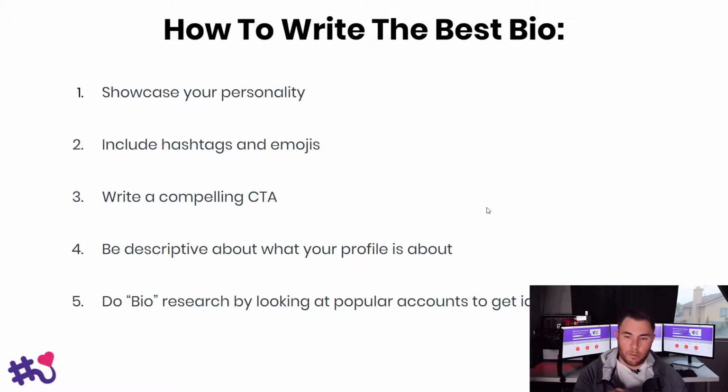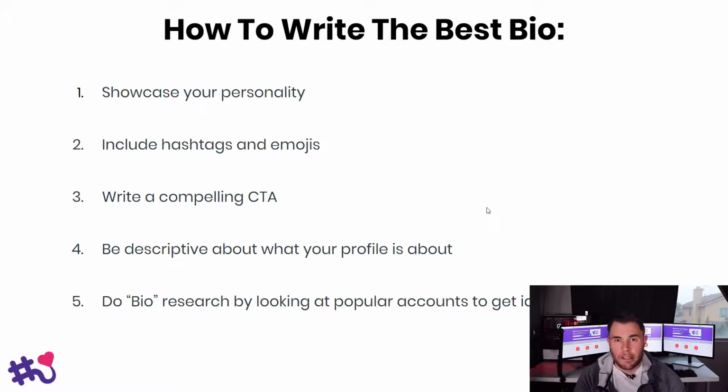But if you're not well known, you really need to follow this formula, okay? So you want to include hashtags and emojis because it just makes it look more lively. So not only showcasing your personality, but using hashtags and emojis, as well as writing a compelling call to action. So you would showcase your personality using hashtags and emojis, writing a CTA to make somebody want to click your bio link, check out your photos, follow you. I'll just be honest with you, a lot of times people are not going to follow you right away unless you're well known or they've heard of you before.